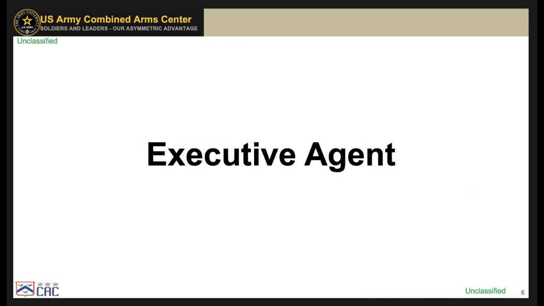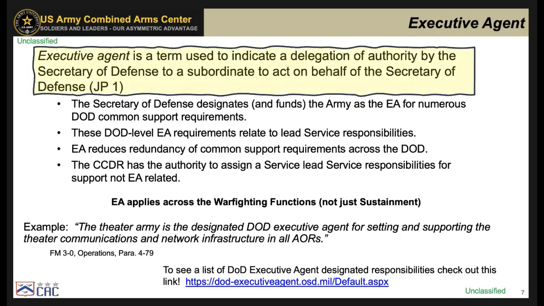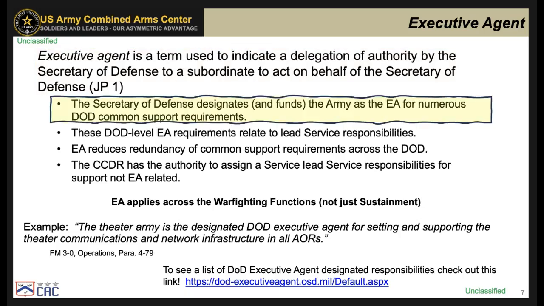You were introduced to the term executive agent during the Common Core. Let's review. The term executive agent denotes a delegation of authority by the Secretary of Defense to a subordinate, empowering them to act on behalf of the Secretary. This mechanism serves a dual purpose. It designates responsibility and ensures that adequate resources are funded to critical support functions.